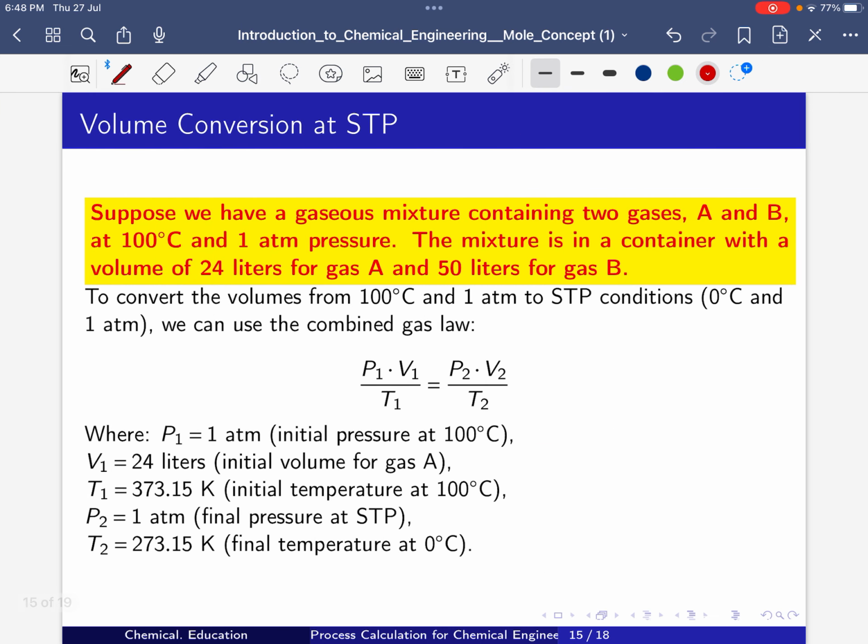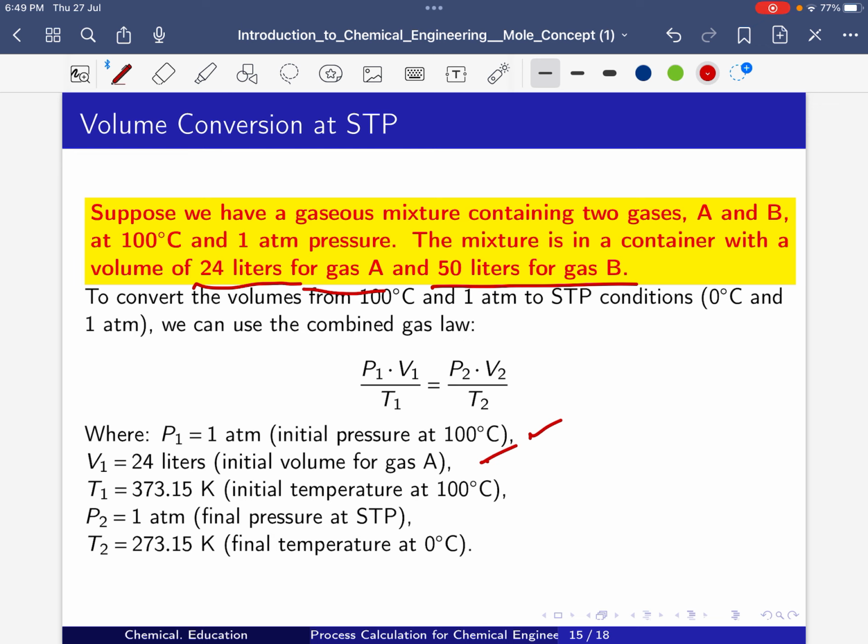Now, volume conversion at STP. Suppose we have a gaseous mixture containing two gases A and B at 100 degrees centigrade and 1 atm pressure. The mixture is in a container with a volume of 24 liters of gas A and 50 liters of gas B. Now how do we calculate the mole fraction? To convert the volumes from 100 degrees centigrade and 1 atm to STP conditions, 0 degrees centigrade and 1 atm, we can use P1V1 by T1 equals P2V2 by T2. Now P1 is 1 atm, V1 is 24 liters, and T1 is 100 degrees centigrade, 373.15 K.